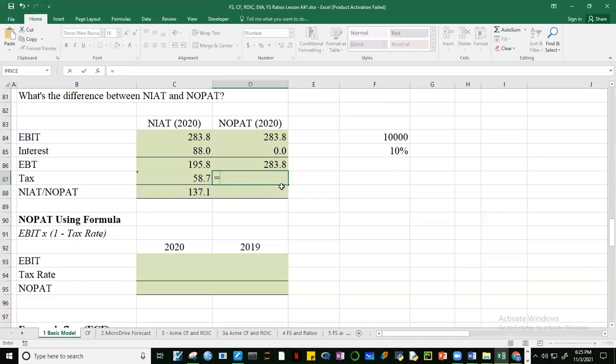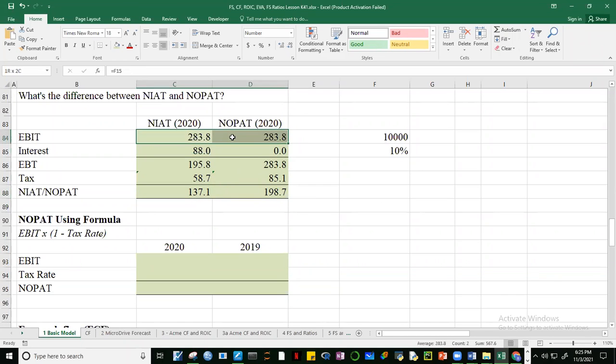Okay, so we multiply this by the tax rate, not the interest expense, which is 30%. So we now have 85.1 as the tax, and therefore our NOPAT is the difference between these two. Our net operating profit after tax is 198.7, and it will always be higher than your net income after tax, especially if the EBIT is positive.